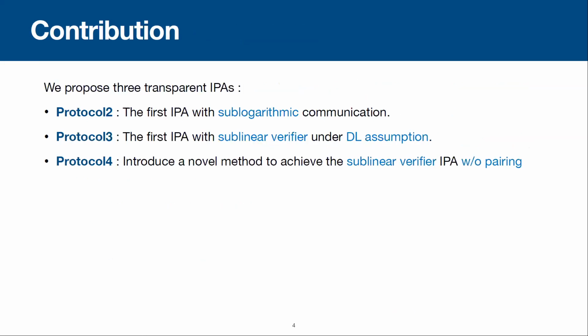And this is our contribution. We propose 3 transparent IPAs. First, protocol 2, the first IPA with sublogarithmic communication. Second, protocol 3, the first IPA with a sublinear verifier under the discrete log assumption. Last, protocol 4 introduces a novel method to achieve a sublinear verifier IPA without pairing.